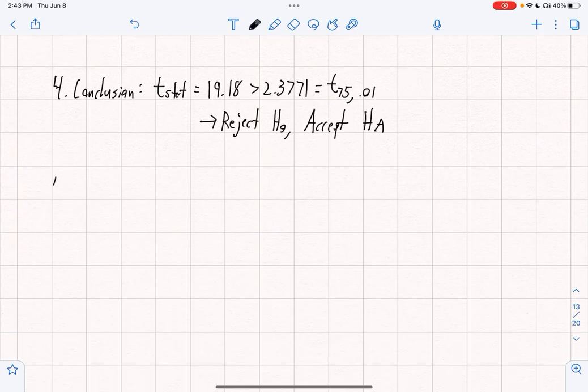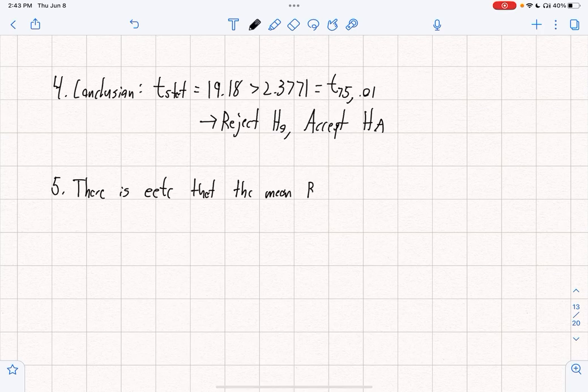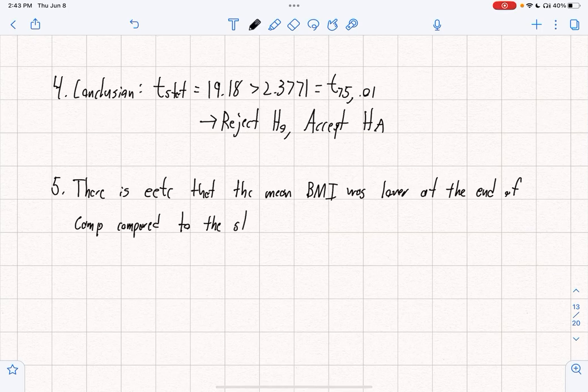So now we need to provide our interpretation, which is there is enough evidence to conclude that the mean BMI was lower at the end of camp compared to the start of camp at the alpha equals 0.01 level of significance.